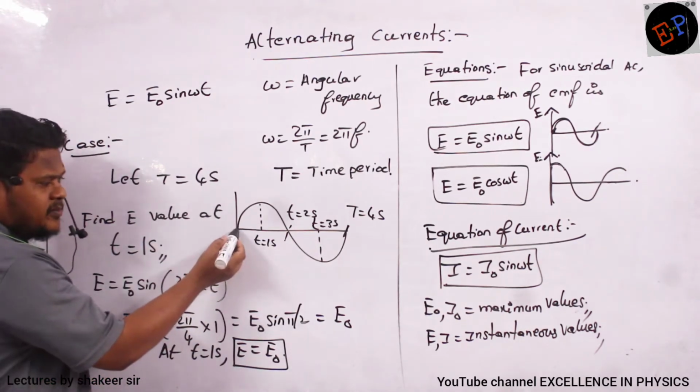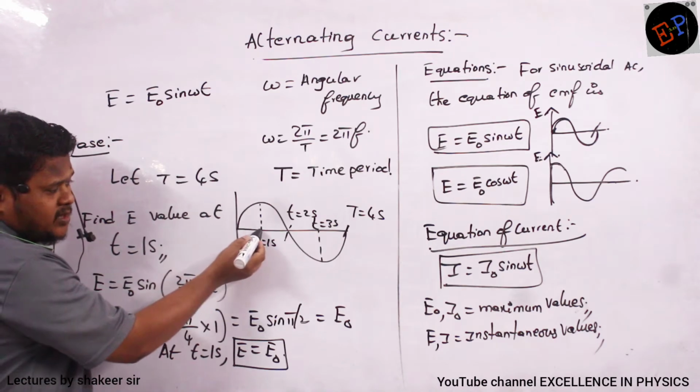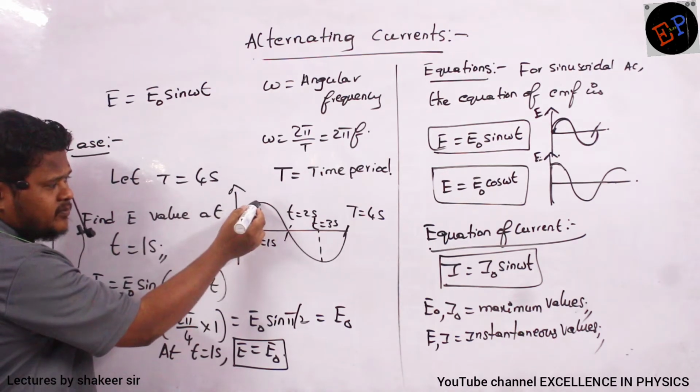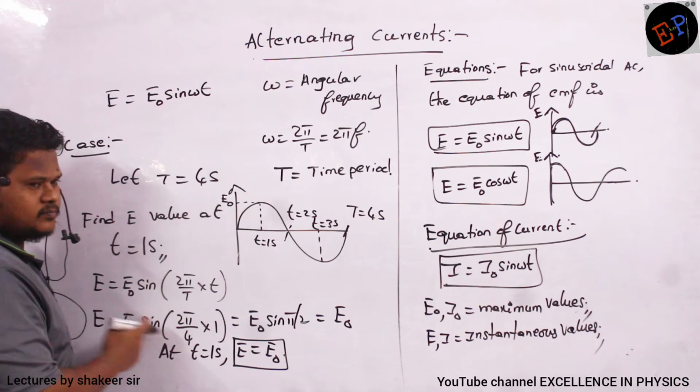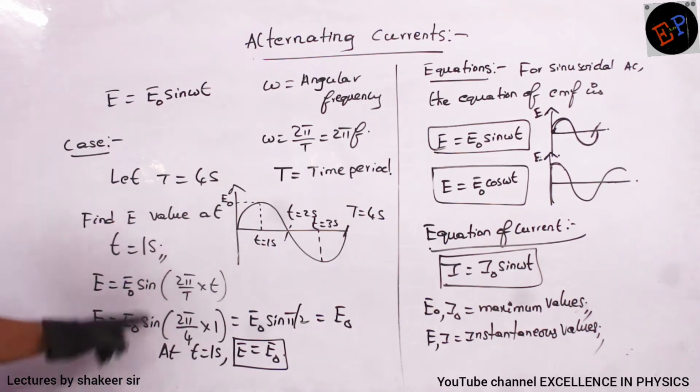See if it is satisfied or not. We start our counting from here. After 1 second, what is the maximum value of EMF? E naught. Satisfied? No? So that is why we write equations like this.